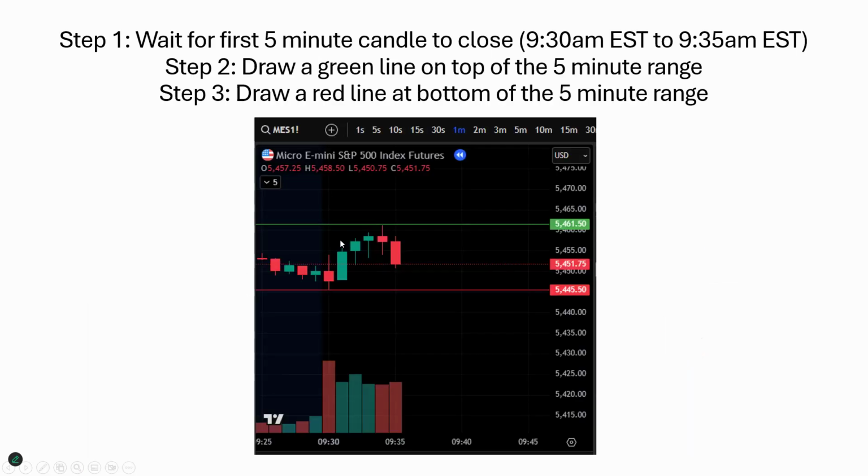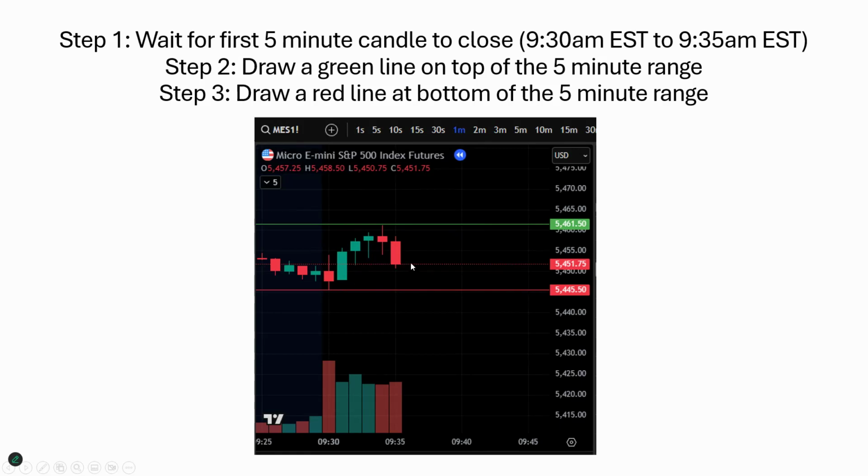Now let's look at an example. This is the ES, the micro E-mini, which is the S&P 500 futures. And in this case, I'm showing steps 1, 2, and 3 together. So step 1, wait for the 5-minute candle to show up. So this is the 1 minute. And so you can see 1, 2, 3, 4, 5 minutes counted. Then we draw the green line on the top of the 5 minutes and the red line on the bottom of the 5-minute range. So this is the 5-minute range over here.